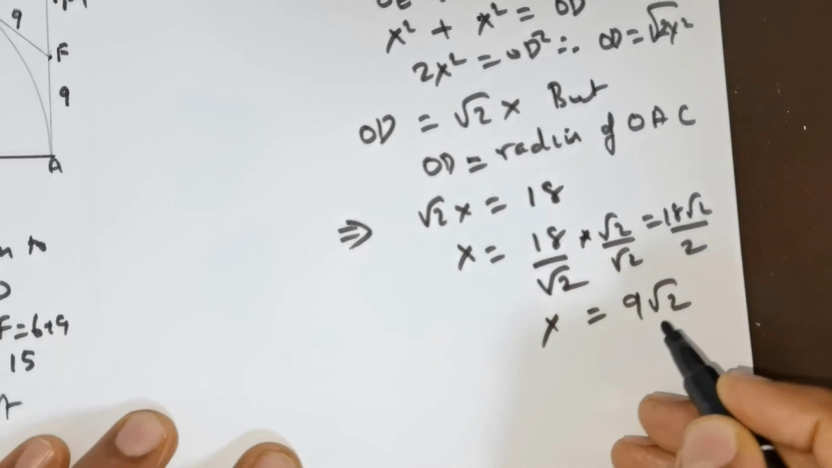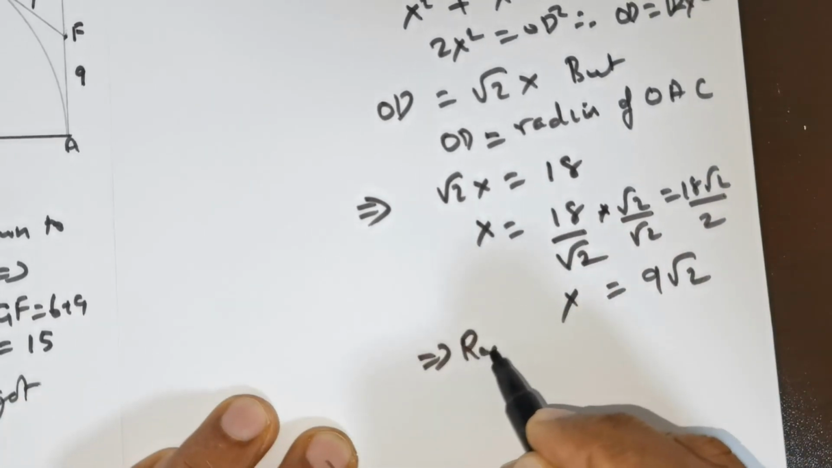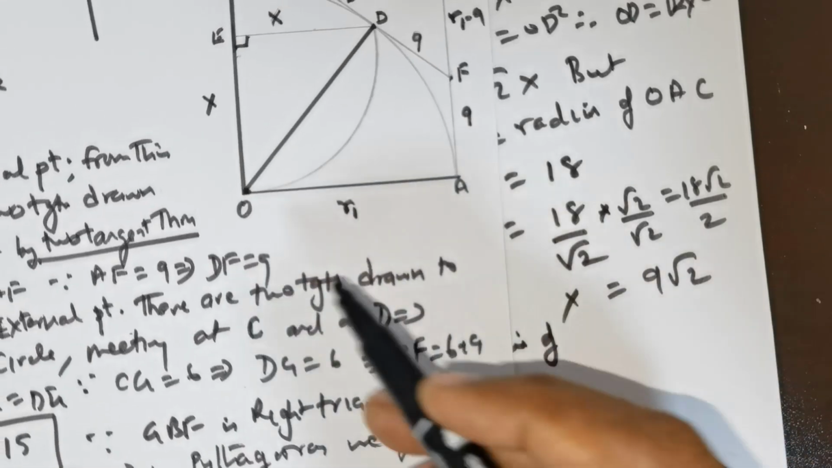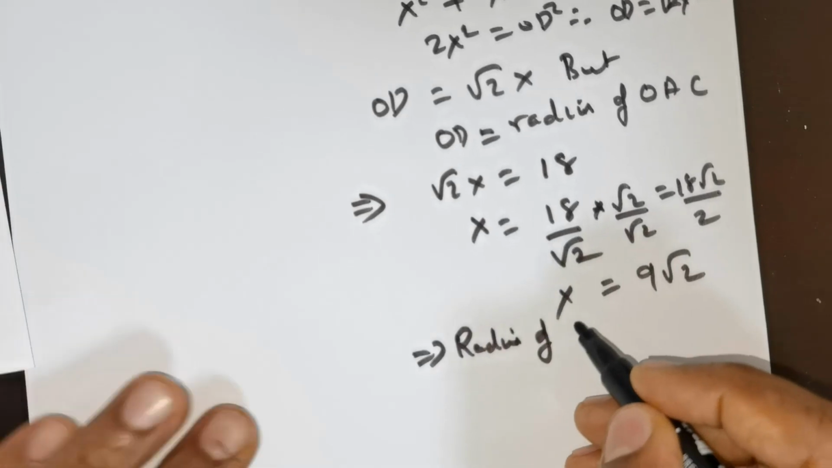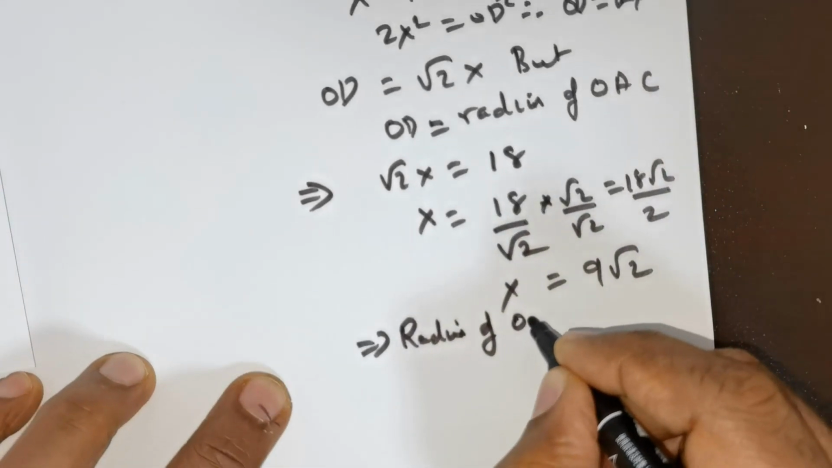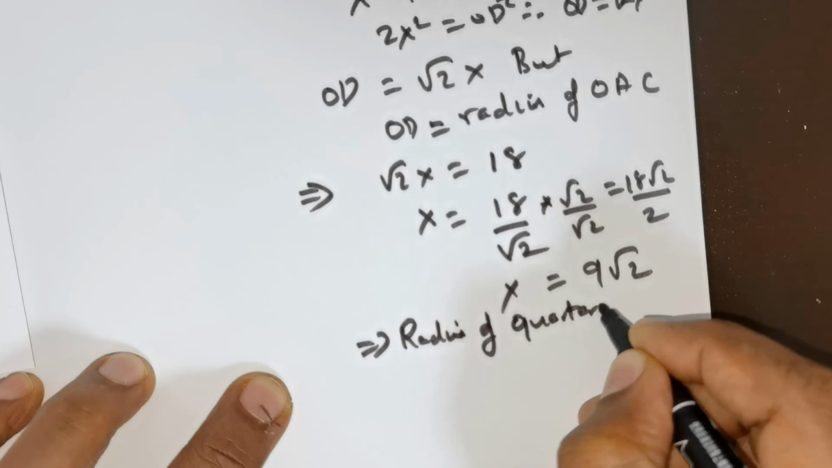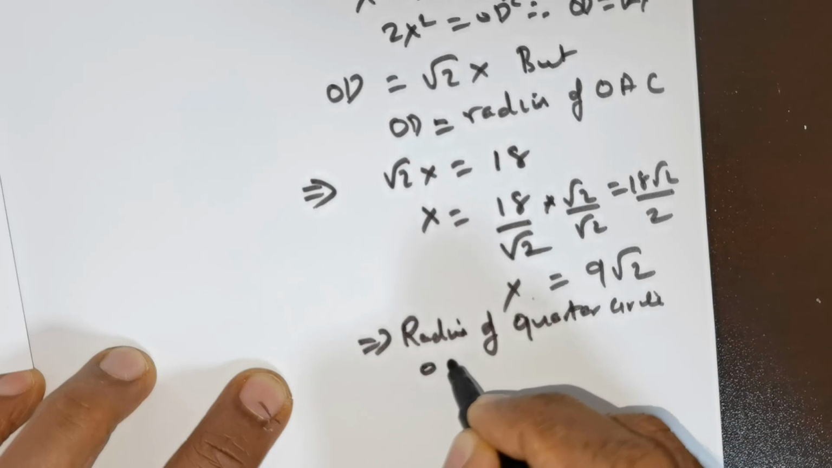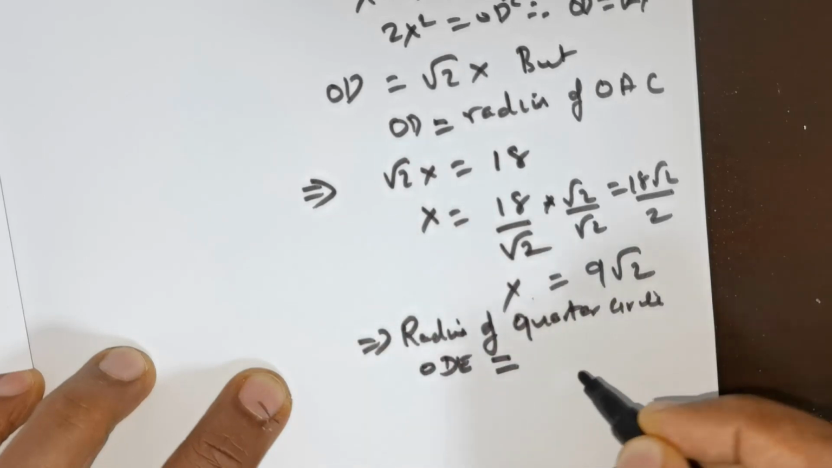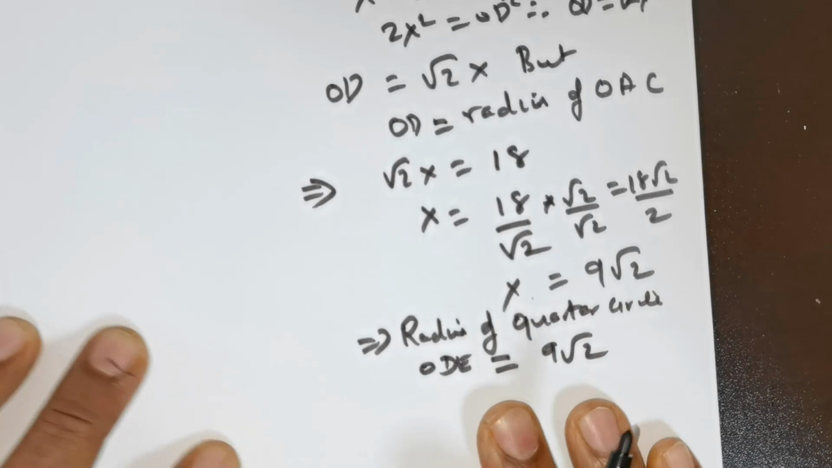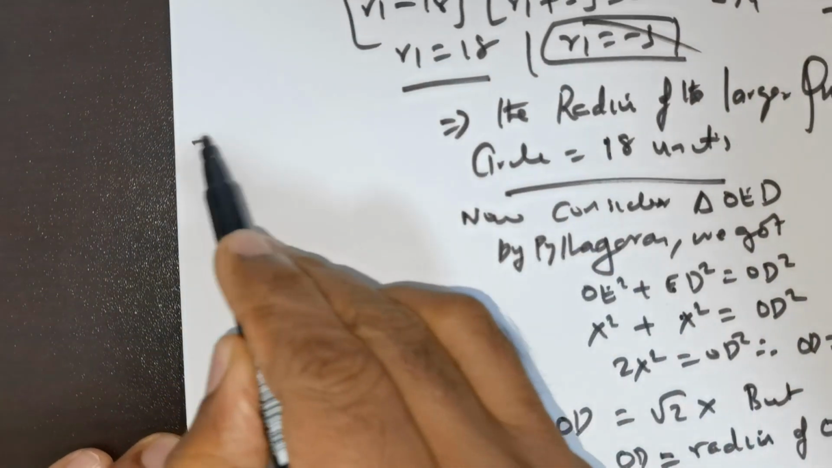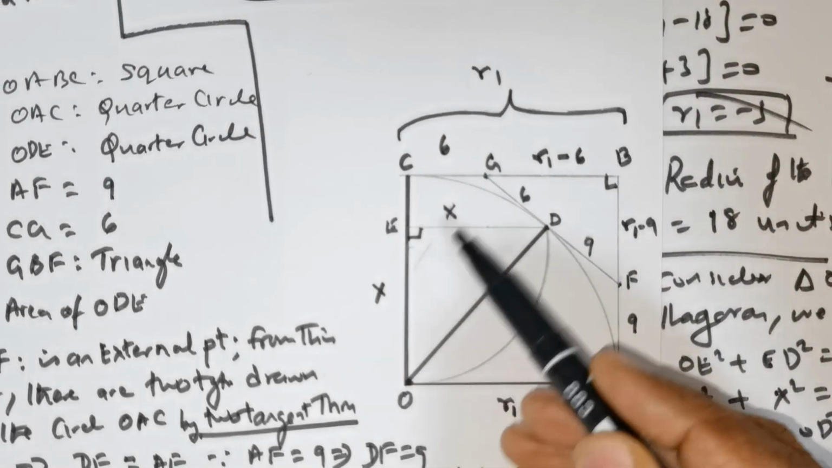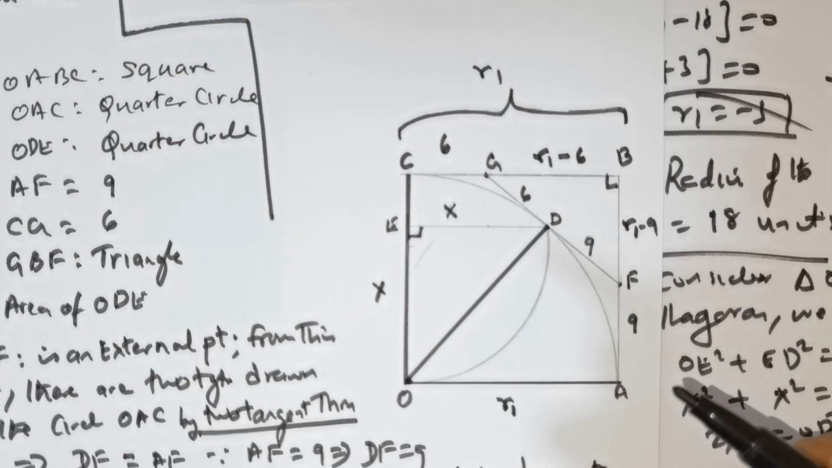This is my x. So this means the radius of the smaller quarter circle. What is the smaller quarter circle? ODE, smaller quarter circle, I'm going to mention it as ODE, is equal to 9 into root of 2. But what do we need? We need to find the area of the quarter circle. So we need this area, right?